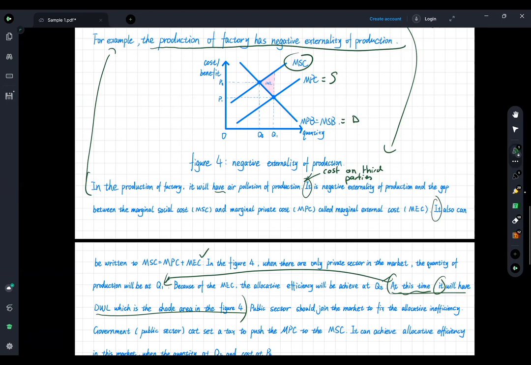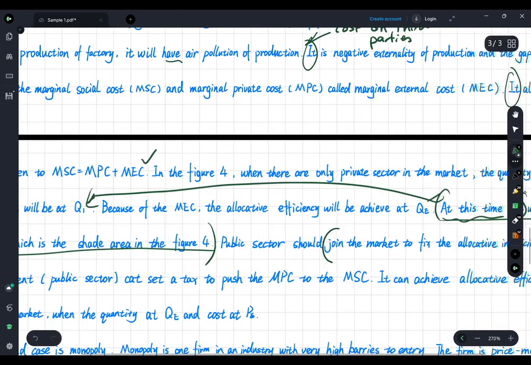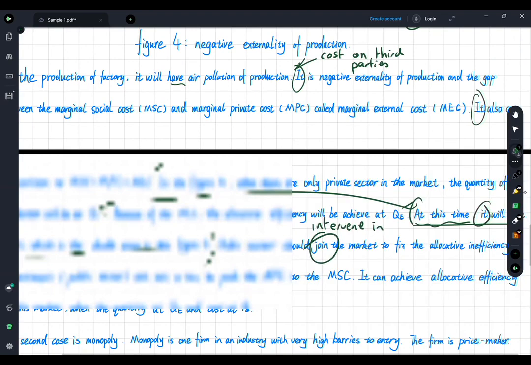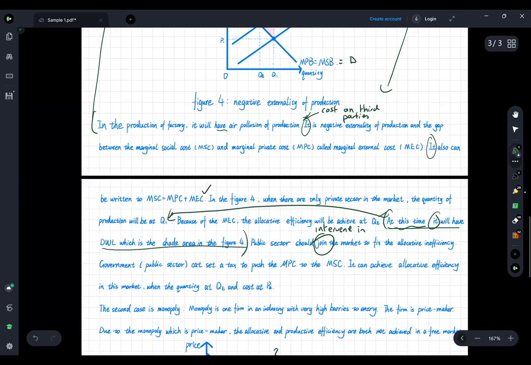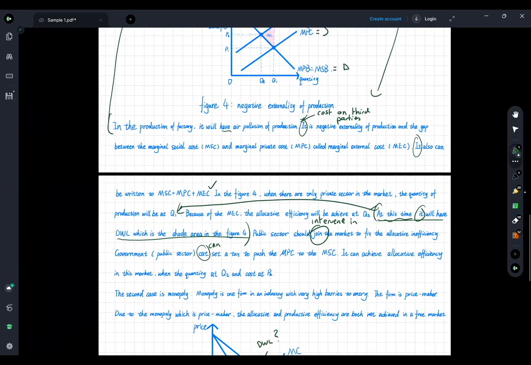And then to say, ideally we should be at QE. Public sector should join the market. So it's not really about joining, it's about intervening, right? Should intervene in the market to fix the allocative efficiency. The government or the public sector can set or impose a tax to push the MPC to the MSC. That's one possible government intervention. It can achieve allocative efficiency in this market.